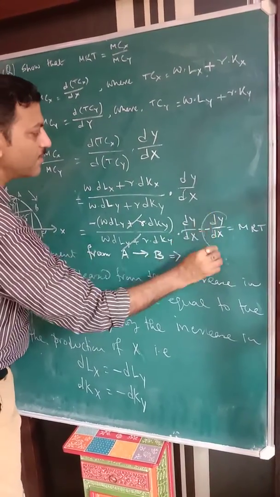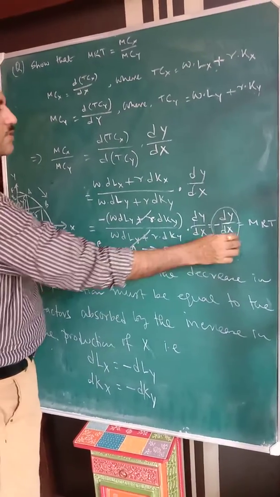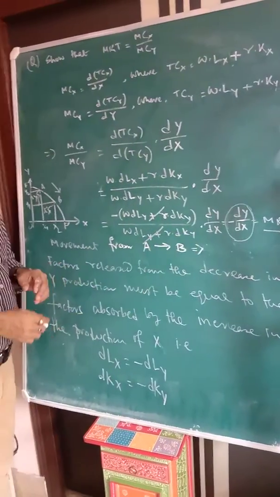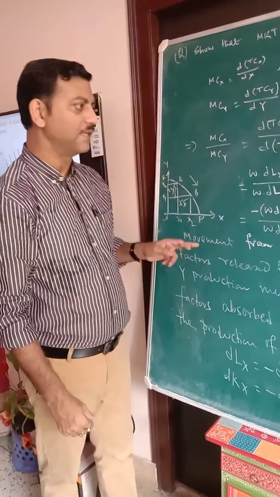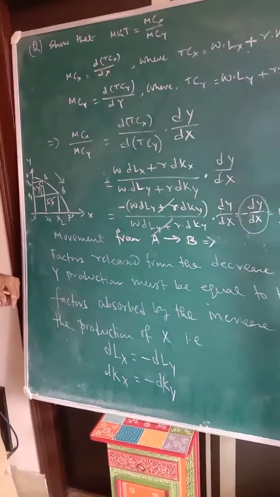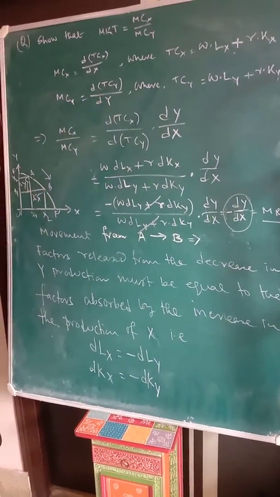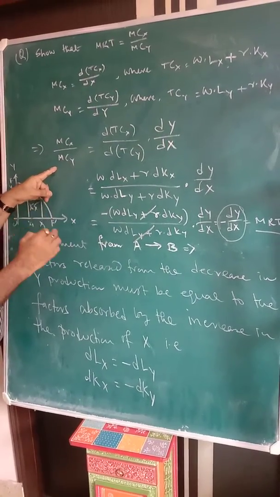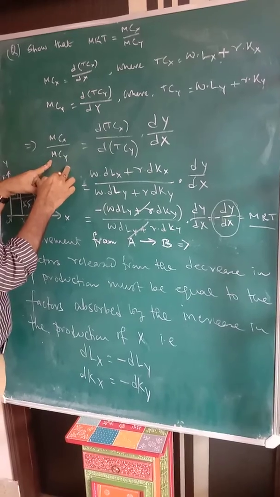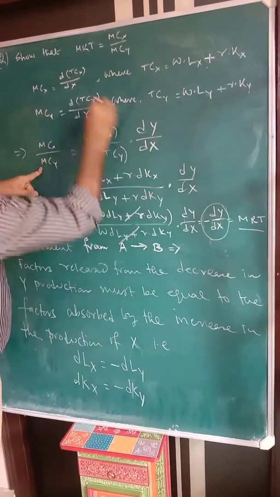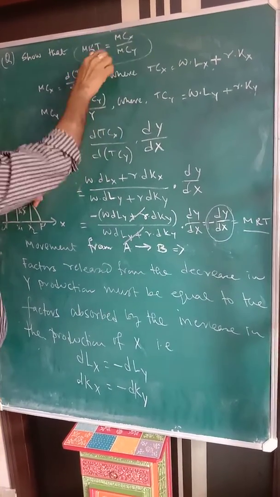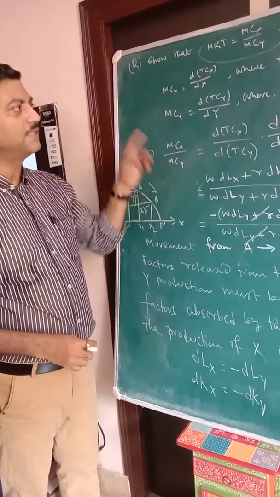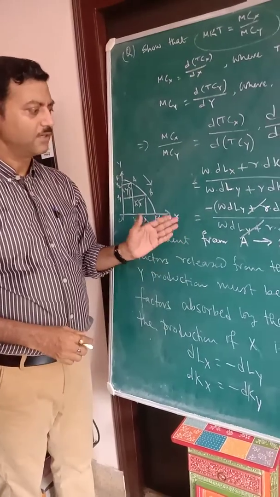Now what is minus dY by dX? If you take the absolute value, it is the slope of the PPC, that is MRT, the marginal rate of transformation. So what we observe, what we have achieved, is that MCX by MCY is equal to MRT. That's why I have written this relationship, MRT equal to MCX by MCY. So this is the first part of my lecture.